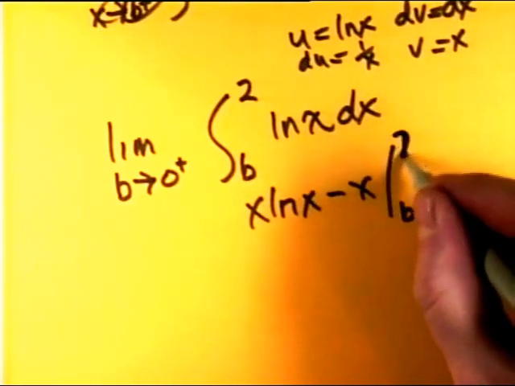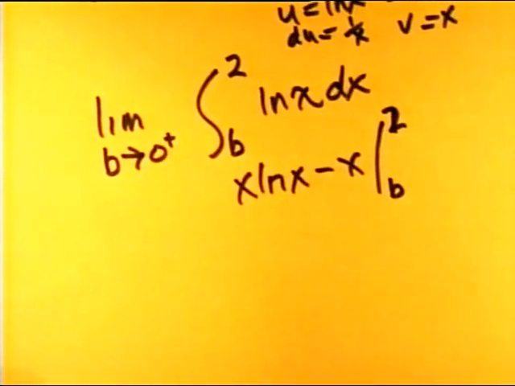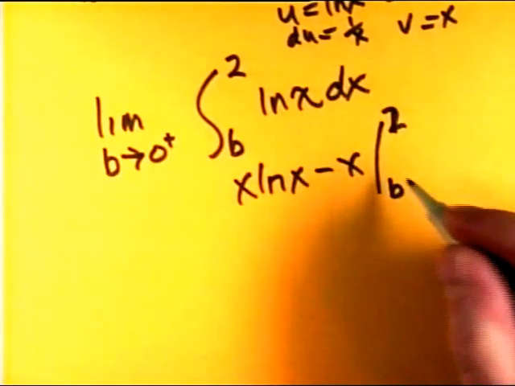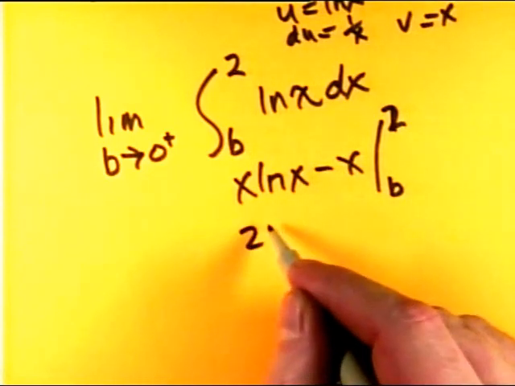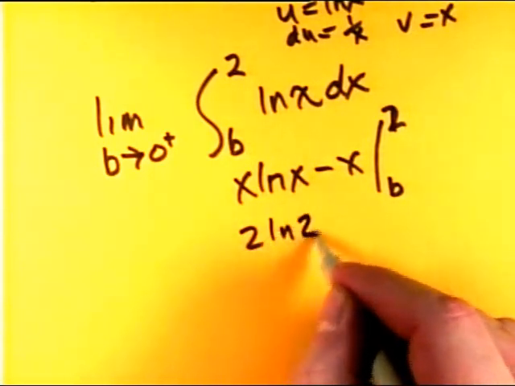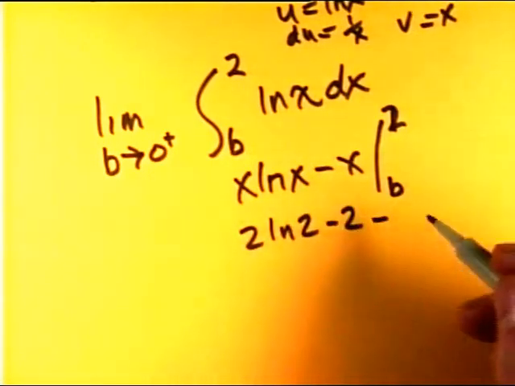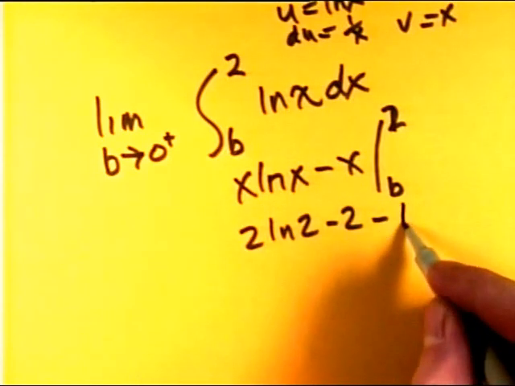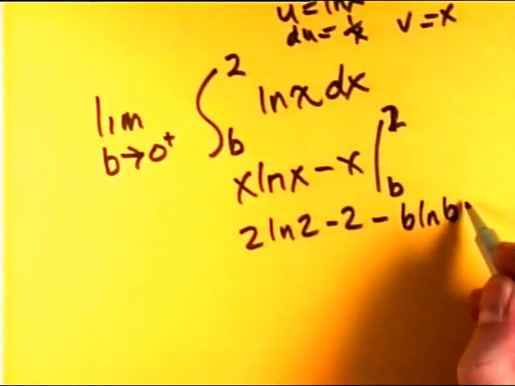Okay, so that's the integral. So what do we do here? Now, this is where it gets hard. That was actually the easy part. This is a really hard problem, Laura. Do you just go ahead and plug it in? Plug it in. Go ahead, plug it in. Okay, 2 natural log 2x minus 2, and then minus b natural log b plus b.